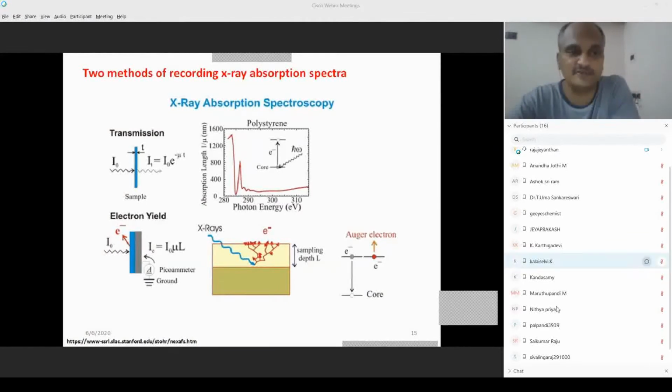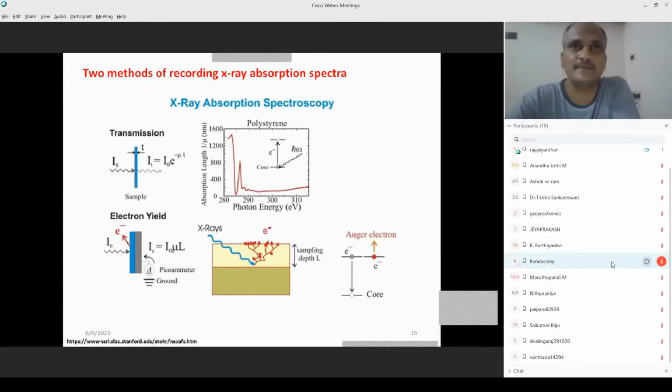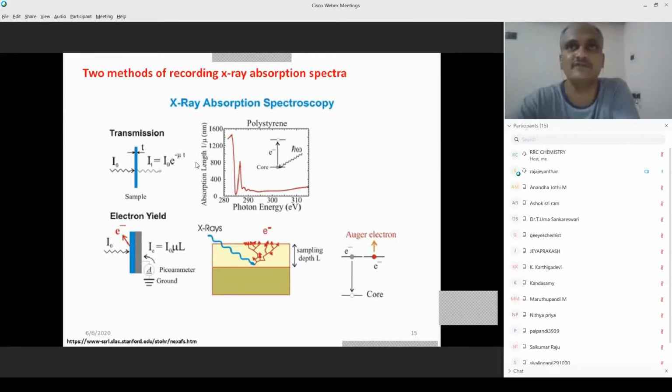When you are doing a transmission mode, the sample we are using has to be very thin, so that the X-rays can pass through the sample, and we will get more information regarding the bulk of the sample. That is what is inside the sample. But when we are using the electron yield method, you can get information on the surface of the material. You are mainly interested in the surface.